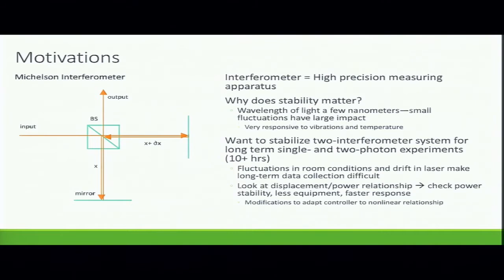Ultimately, we're trying to stabilize our system for a long-term single and two-photon experiment, so these will run for several hours. Currently, fluctuations in our system's environment and some temperature stability issues in our lab are making this long-term data collection very difficult. In particular, with our loop, we're looking at a displacement power relationship. This way we can check our power difference on a laser, and this has the benefit of requiring less equipment, so hopefully there will be a faster response time. However, we did have to modify our control system a little bit to adapt to this nonlinear relationship, which I'll get into in a couple of slides.